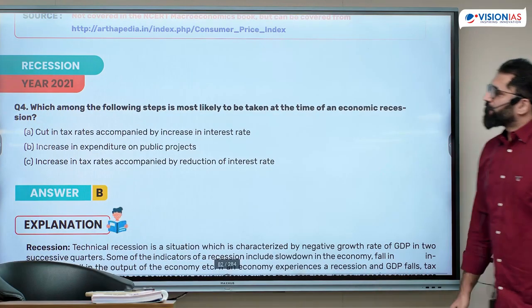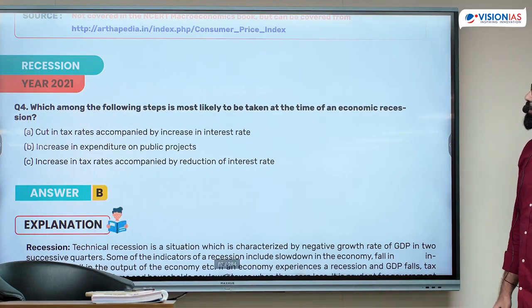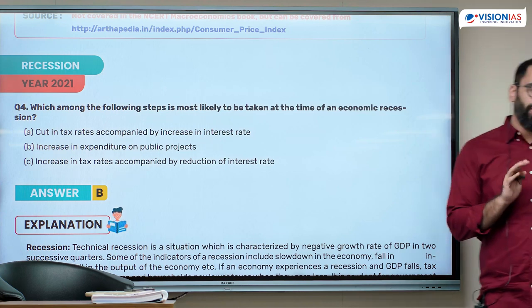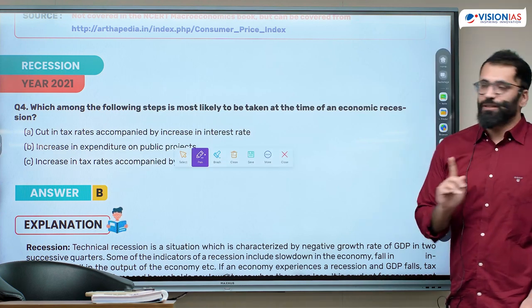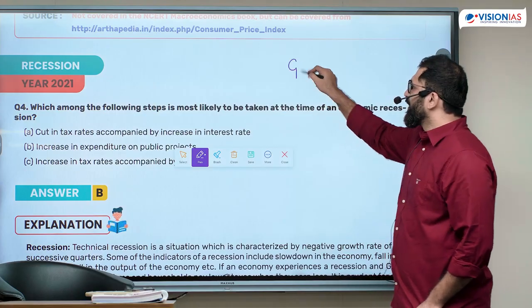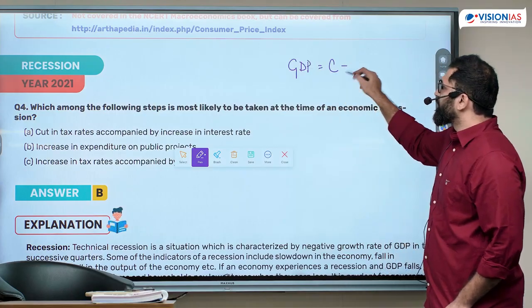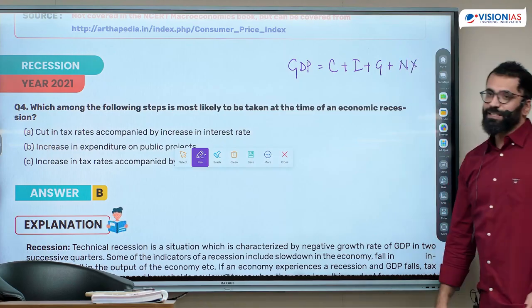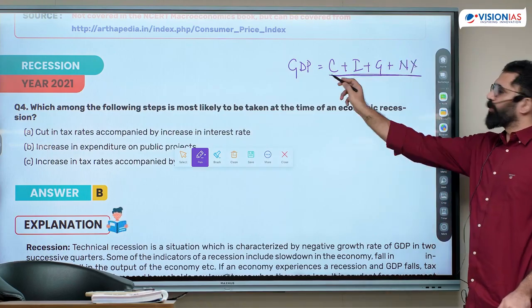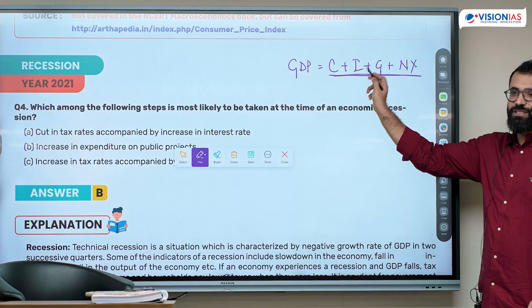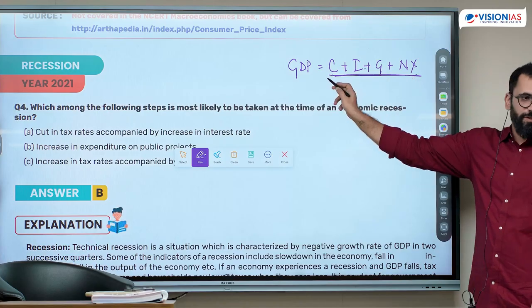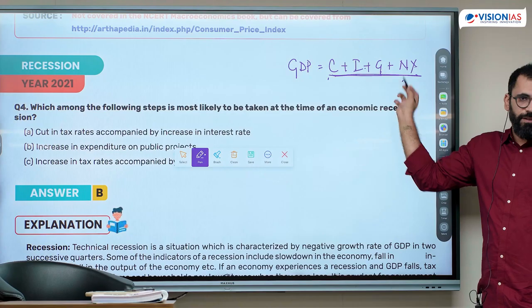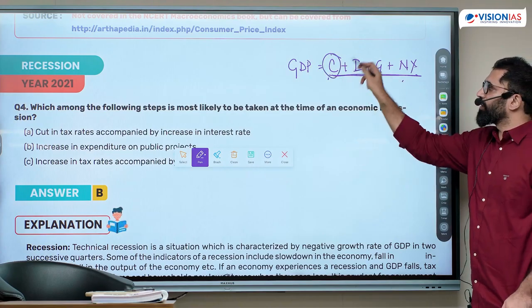Which of the following steps is most likely to be taken in the time of economic recession? So if you have questions with respect to economic growth or economic recession, you need to use this equation, the expenditure side. Recession means that these four, or apart from government, these three are not working. Consumption is not happening, investment is not happening, or exports are not happening. These are the three factors on which your growth will depend.